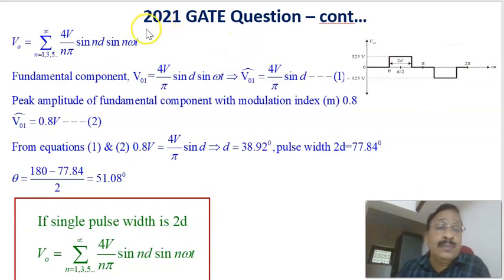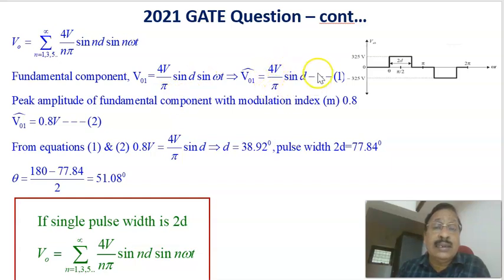Now continuing the same problem, we already derived V0 equal to sigma n equal to 1, 3, 5, etc. up to infinity of 4V by n pi sin nd, which is Bn, into sin n omega t. To find the fundamental, we substitute n equal to 1, and it becomes 4V by pi sin d sin omega t. This is the fundamental. The maximum value of this sinusoid is given by 4V by pi sin d, which is the maximum magnitude of the fundamental.